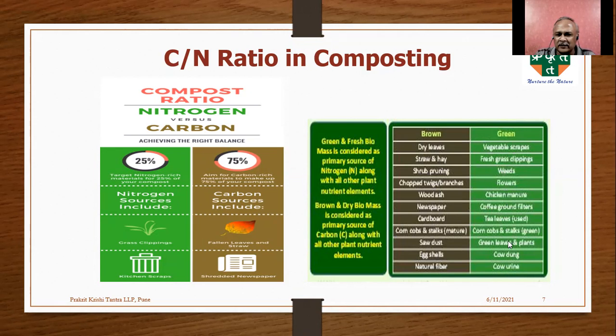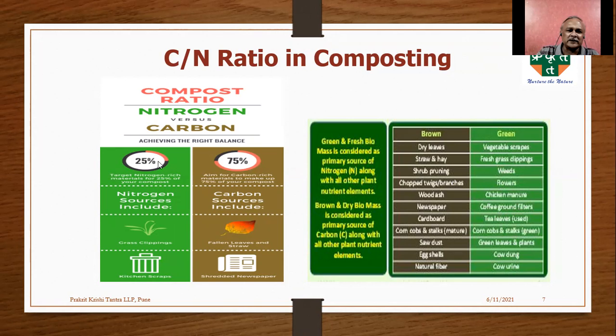And here is the green source: vegetable scraps, fresh grass clippings. If you have a lawn, the weeds also. Then the chicken manure, if you can source it, coffee grounds and filters if you're preparing coffee, the remaining coffee and tea leaves, etc. Then corn, sweet corn, if you're eating it, the stalk of that. Different kinds of leaves, even cow dung, cow urine, all are sources of nitrogen.